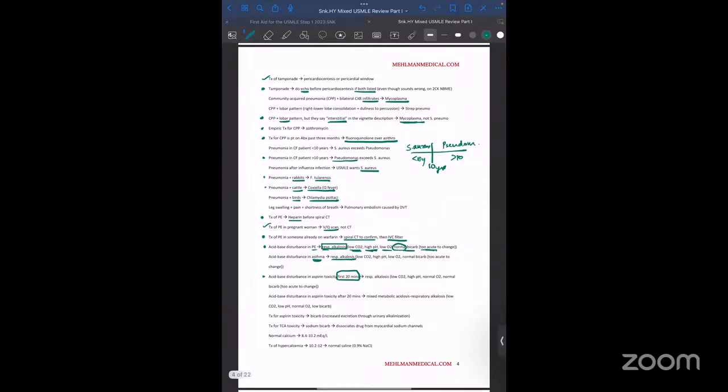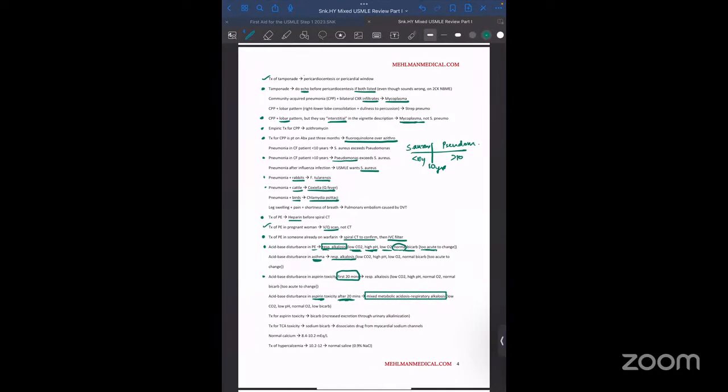Acid-base disturbance in aspirin toxicity after 20 minutes is a mixed metabolic acidosis and respiratory alkalosis. Why? Because aspirin is nothing but acetylsalicylic acid. It's an acid. Within 20 minutes, it gets absorbed into the bloodstream, so it increases the acid levels. It's also going to stimulate the respiratory center in the CNS, increasing the respiratory drive. So the patient will want to blow off the carbon dioxide, leading to alkalosis. So metabolic acidosis and respiratory alkalosis after 20 minutes.